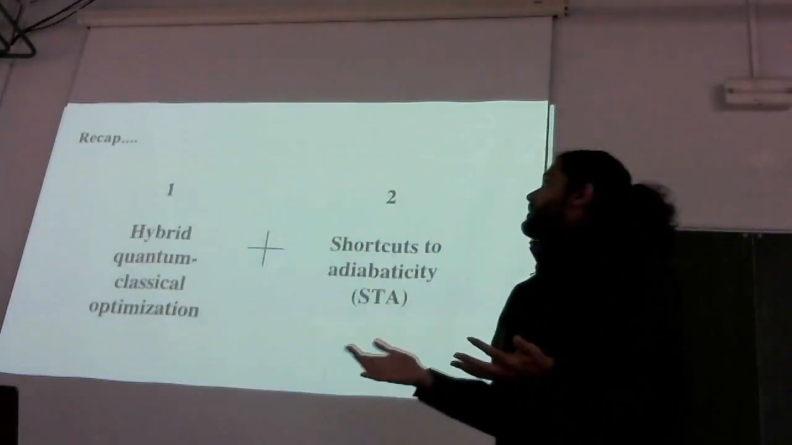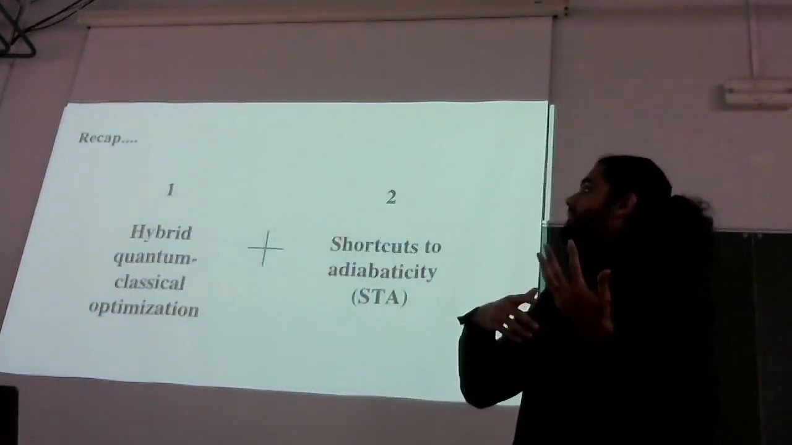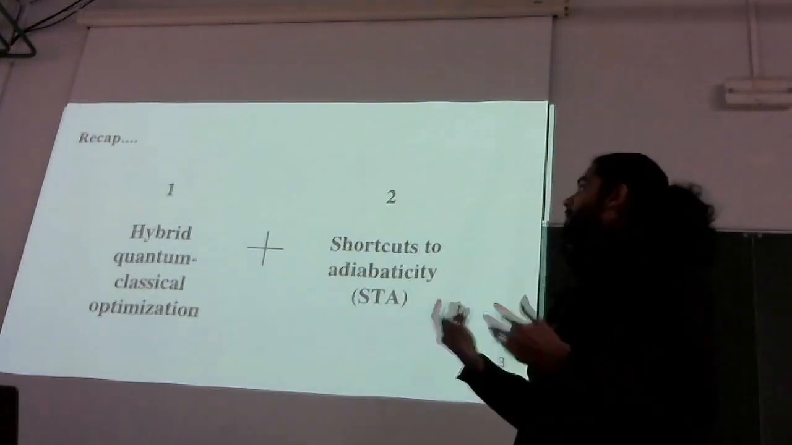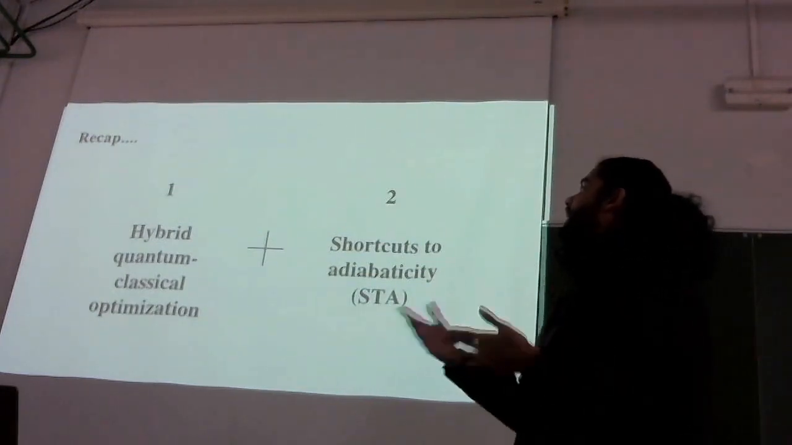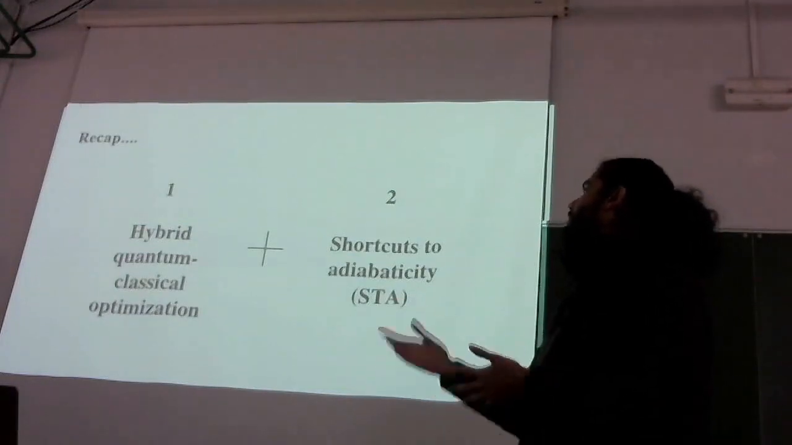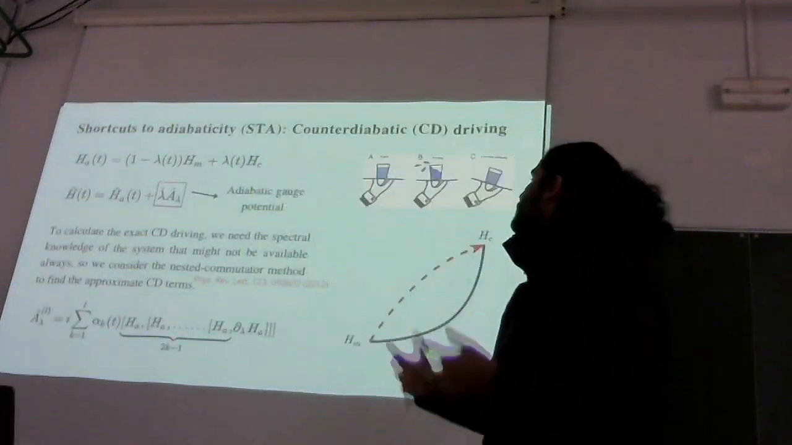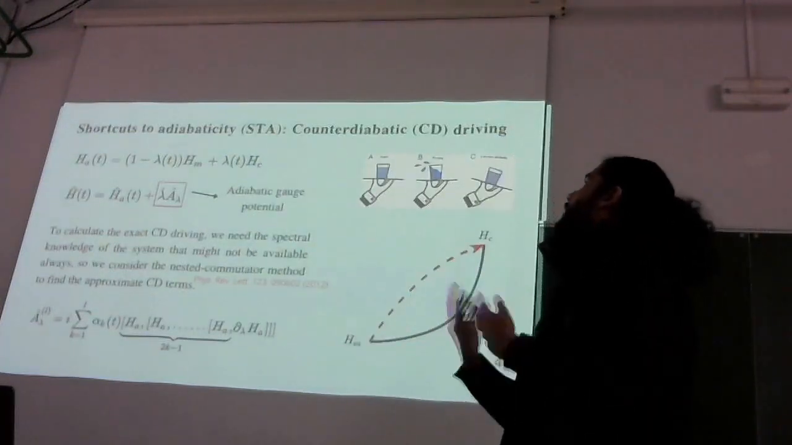Okay, just a recap of what I've been doing. I have given this talk previously, but just to make sure that everyone is on the same page. My job as a PhD is to combine hybrid quantum classical optimization algorithms with shortcuts to adiabaticity. So when I talk of shortcuts, I talk about counterdiabatic driving.